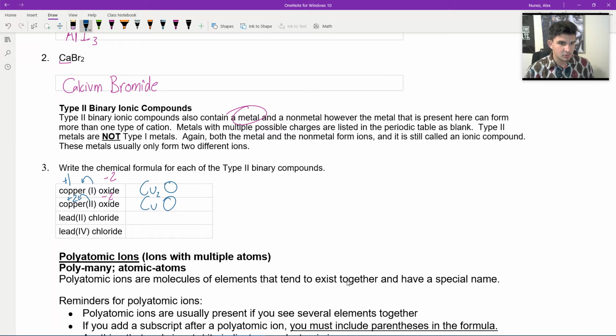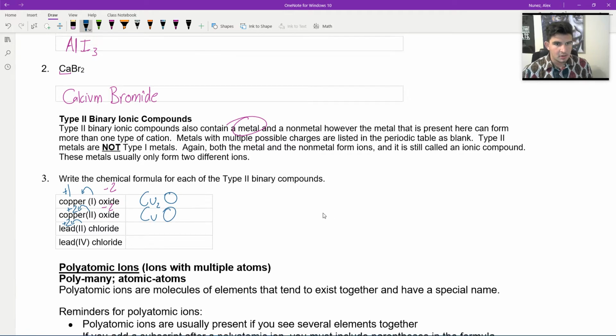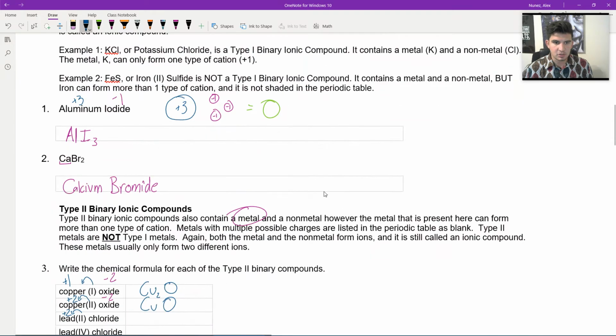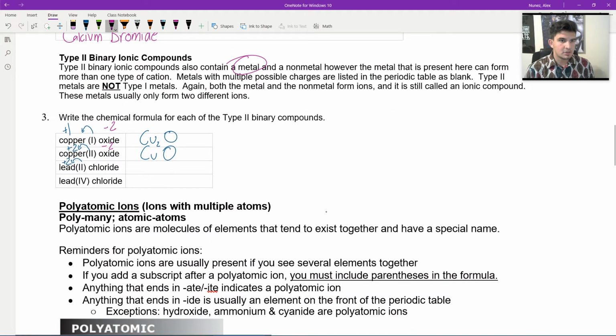The same thing is true with lead. If it's lead 2, that means lead has a charge of +2, whereas chlorine shows up in group 17 or 7A, so it has a charge of -1. In order to balance out chlorine's charge of -1 and lead's charge of +2, we're going to need 2 chlorines to cancel out that charge from lead. If it was lead 4, lead now has a charge of +4, and chlorine still has a charge of -1, so that would mean I would need 4 chlorines to balance out my 1 lead.